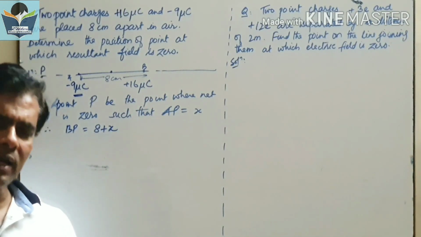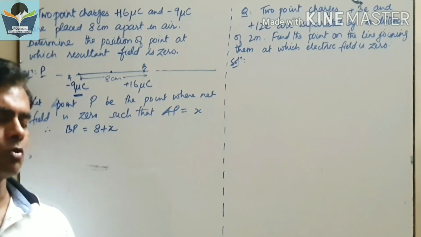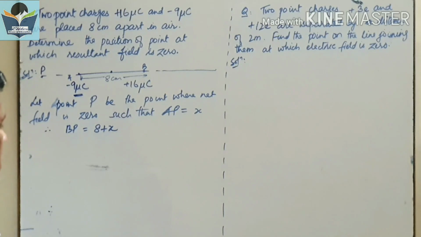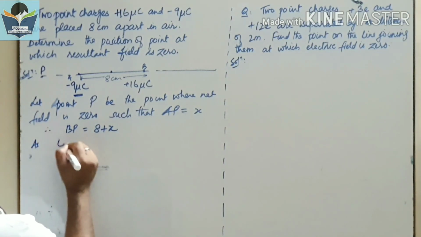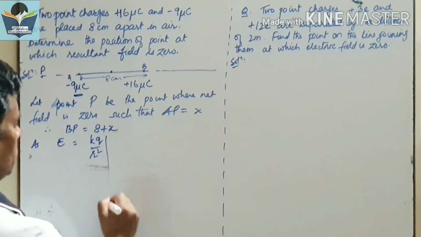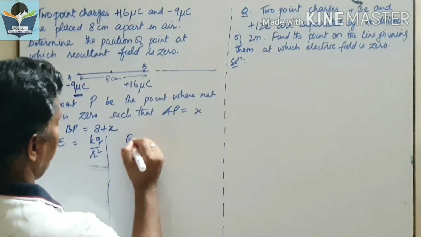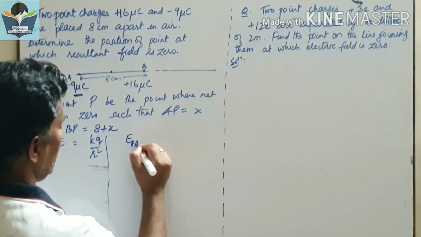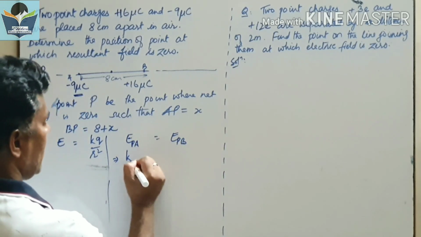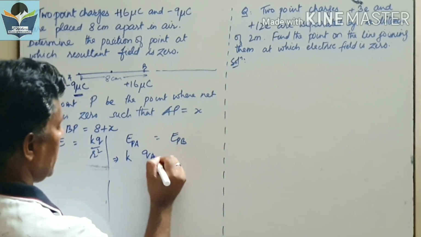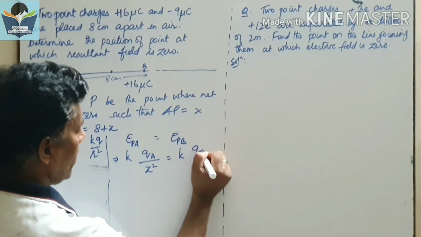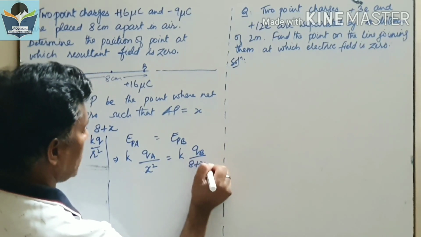In this question, there is no need to convert the charges into coulombs or distance into meter. Why, you will come to know in the further sequence. Now, as electric field equals KQ upon R square, here what should be the condition? That the field at P due to A must be equal to the field at P due to B. That is, KQ at A upon X square equals KQ at B upon 8 plus X square.